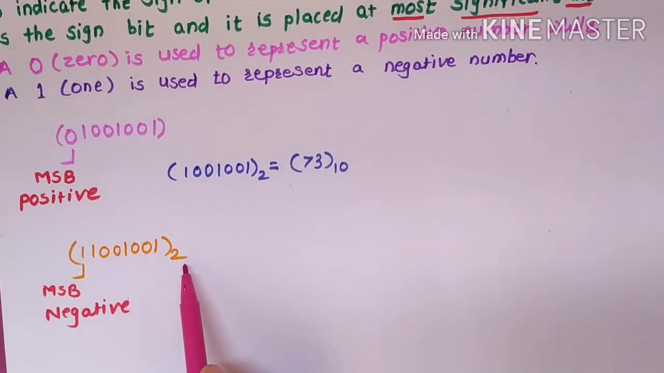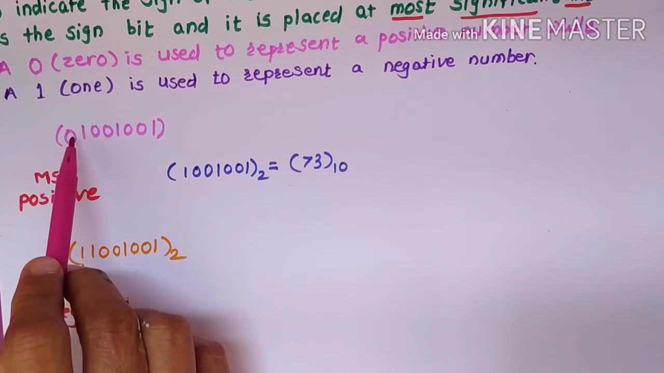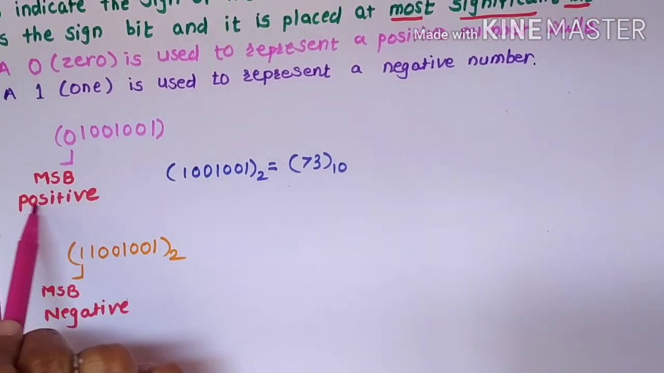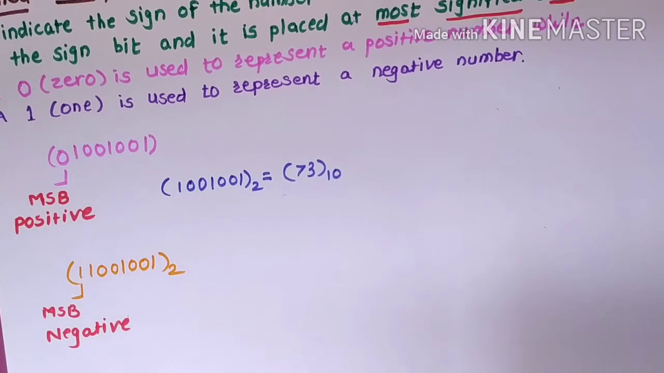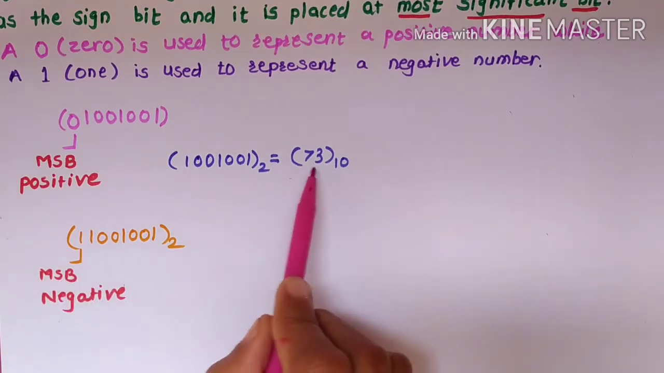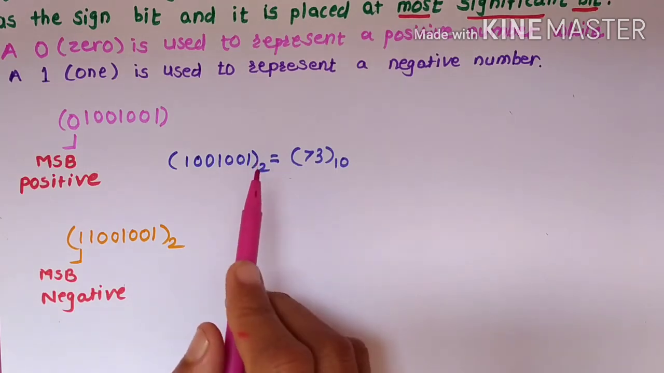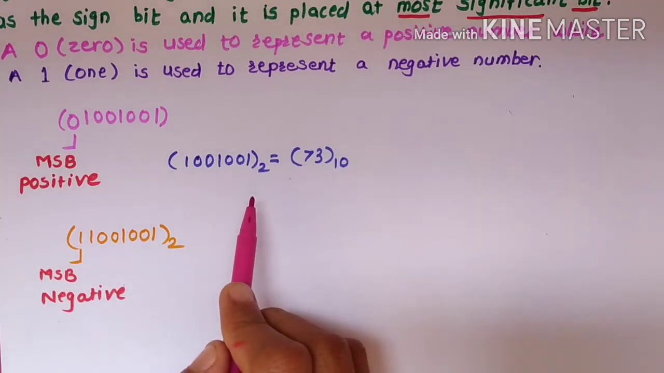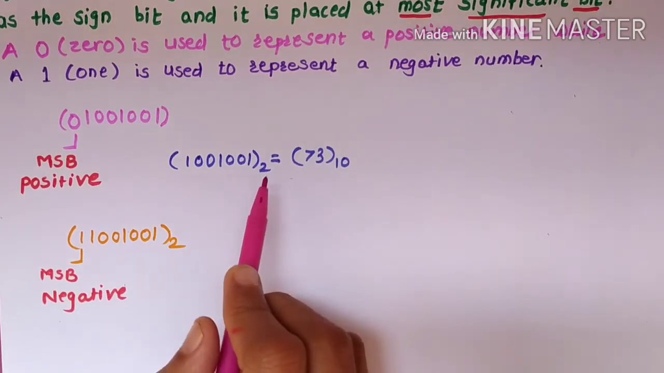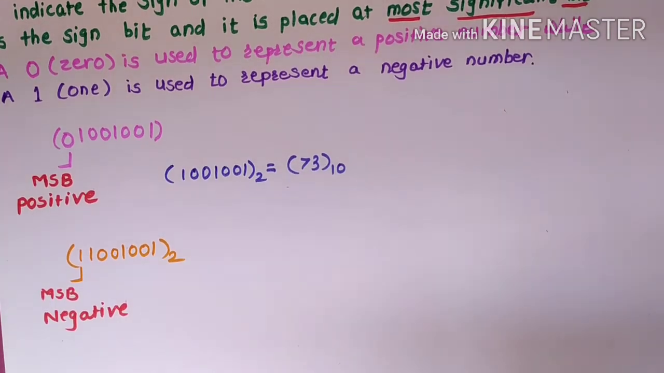11001001 binary. So remember that if we have to represent a positive number in the binary notation, then we have to write 0 at the MSB place. So this is a positive number. While if we write 1 at the MSB place, we'll get the negative number and its magnitude is 1001001 binary. Such type of representation is called sign magnitude representation. Is that clear, student?